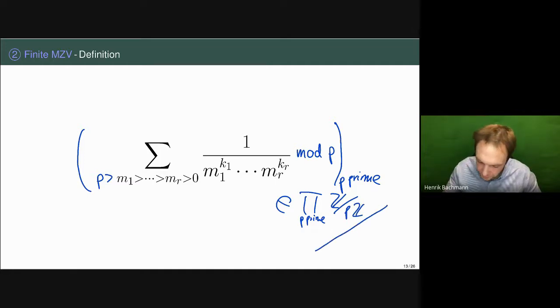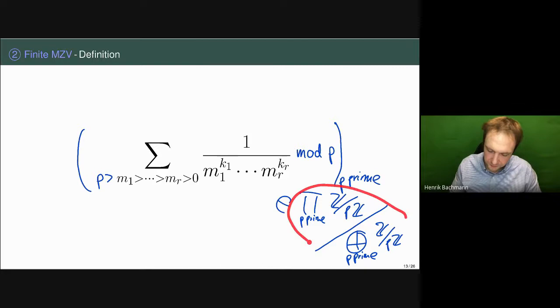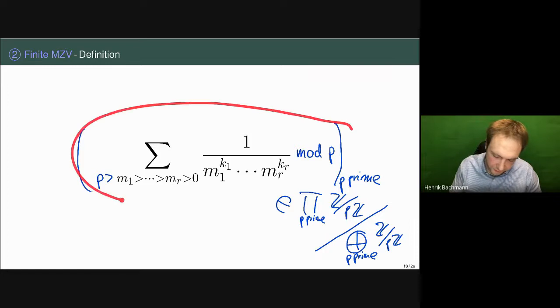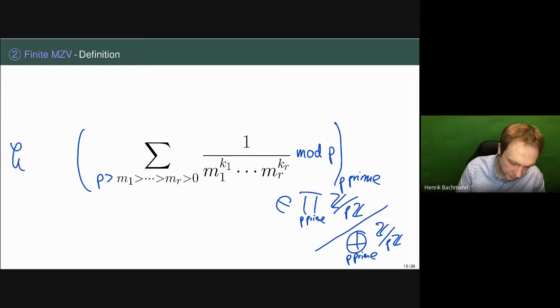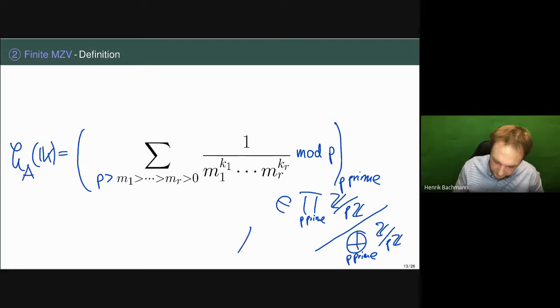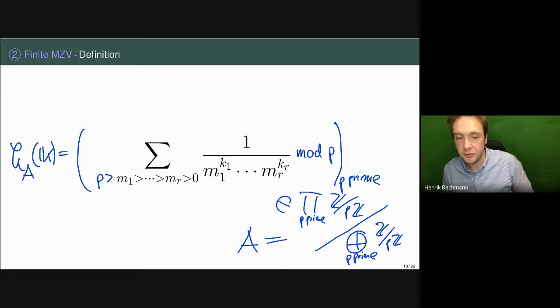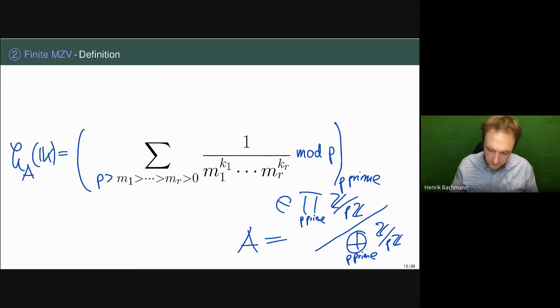But actually, what we want to do is divide out the direct sum over all primes of Z modulo pZ. What does this mean? It means that two of these tuples are considered to be the same if they differ at only finitely many places. This will be the definition of zeta A, because this ring is usually denoted by A. And this is the definition of finite multiple zeta values.